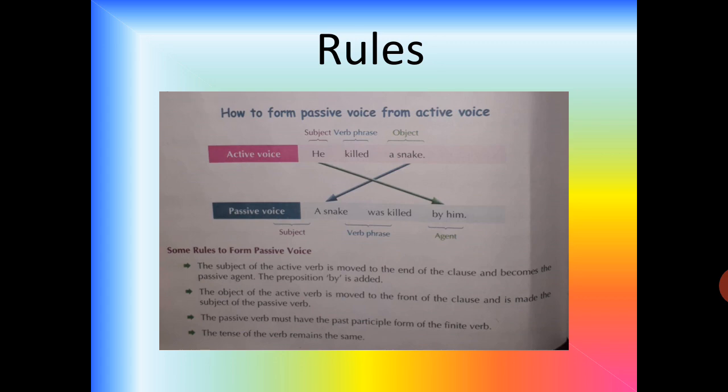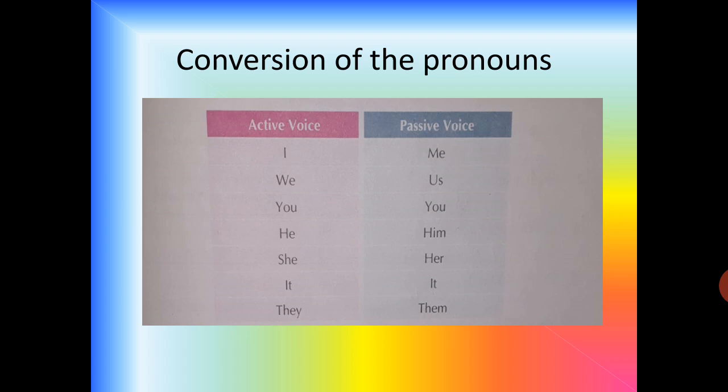Next important thing is the preposition by is always there after the third form of the verb. By means who is performing that action, बताने के लिए you have to add the preposition by, and then the object will come at the last. Clear the rules now?